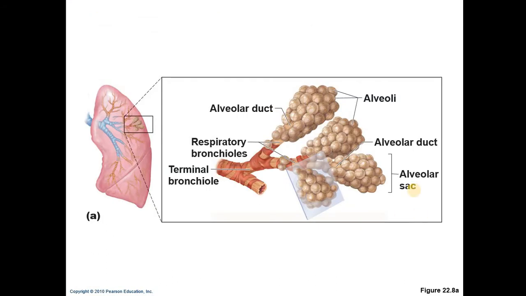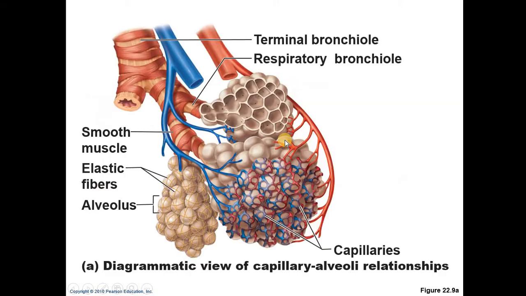So this is a picture here. You can see the entire structure here is the alveolar duct, and this entire structure is the sac, and inside of the sac would be each individual alveoli. And these are microscopic. If you zoom in on the picture, that's what you're seeing. Going even further, you can see the capillary bed that's wrapped around it.